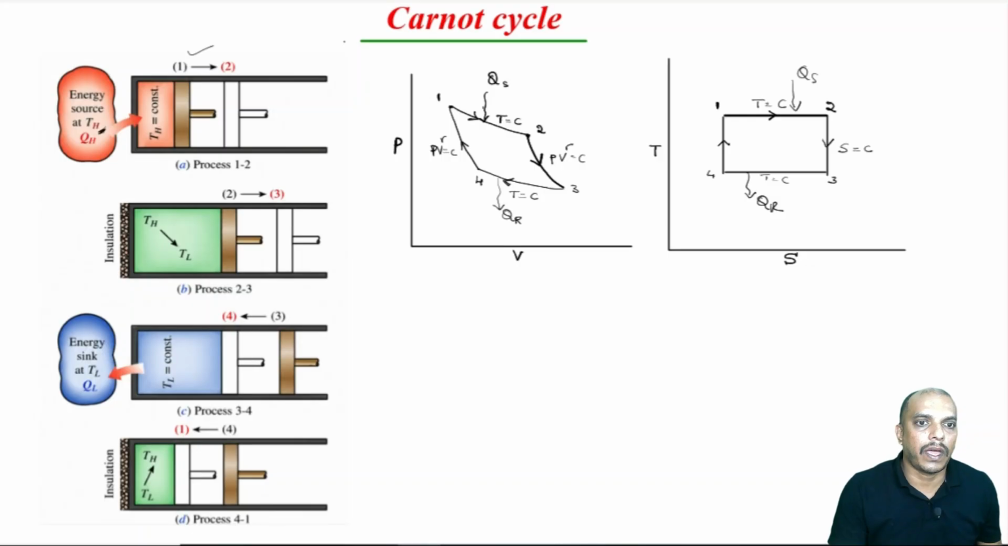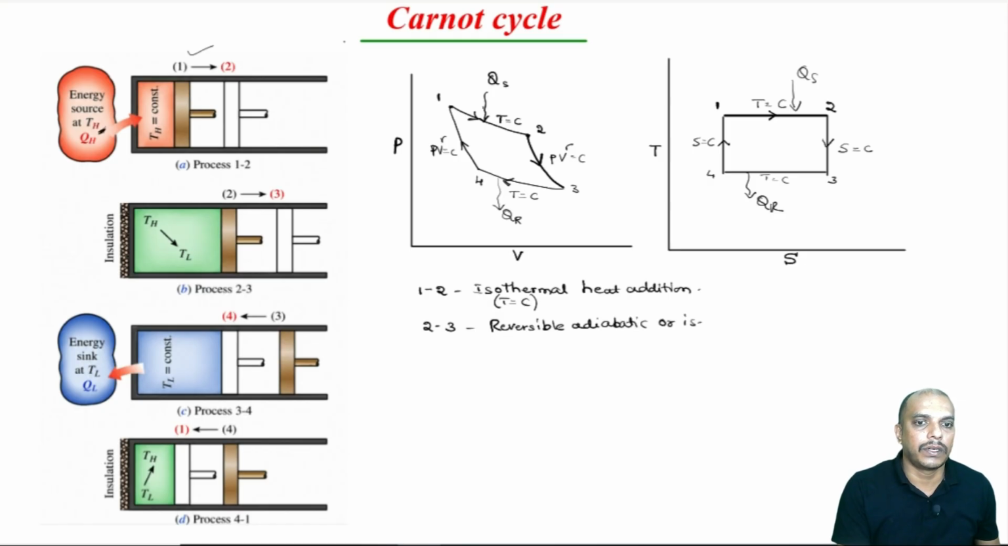So, now we have a complete cycle where 1 to 2 is isothermal, that is constant temperature heat addition. Alright. Now, 2 to 3 is reversible adiabatic or isentropic expansion.